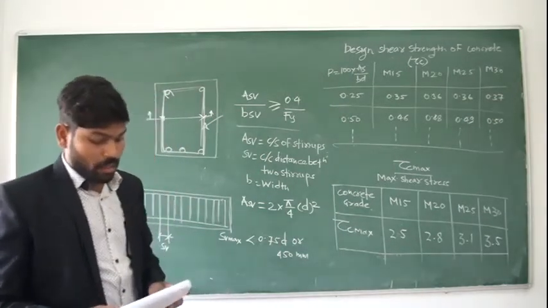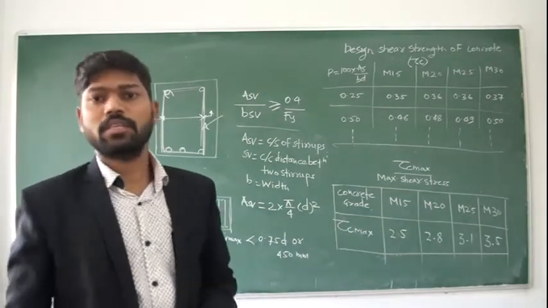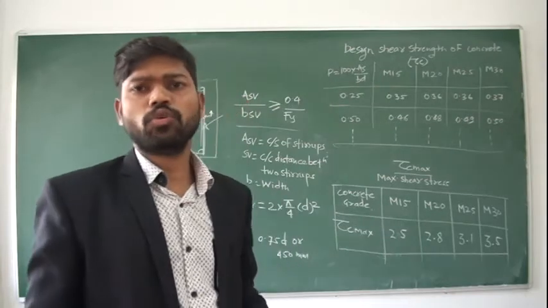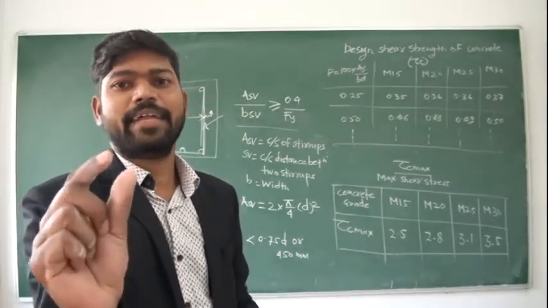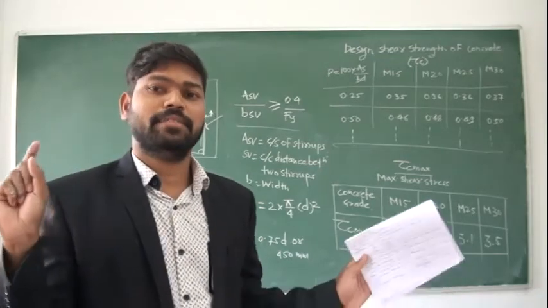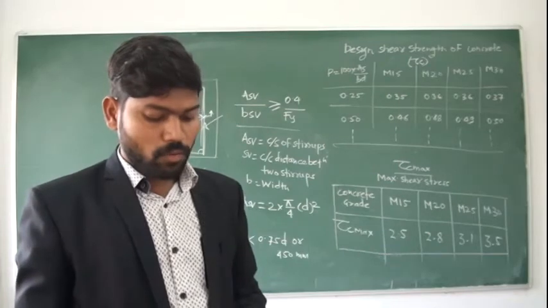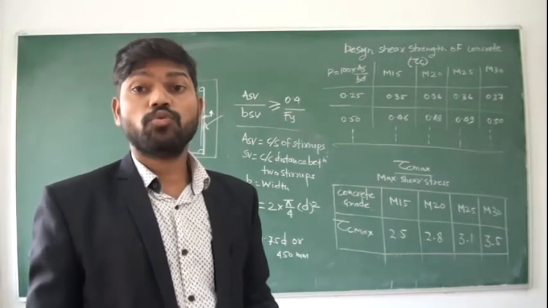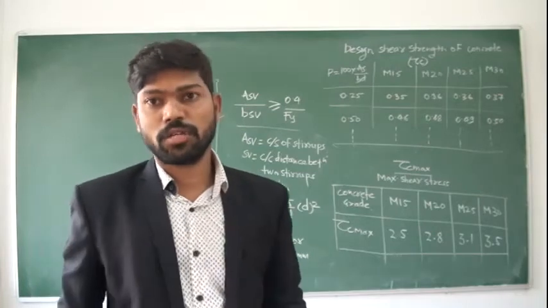Now, how to design a shear reinforcement? What will be given and what you have to provide? As I have told you, you have to provide just a spacing between two stirrups and the diameter of stirrups. That is enough, that is the only shear design. Now, how to arrive at the spacing? How to calculate the spacing required for that particular beam?